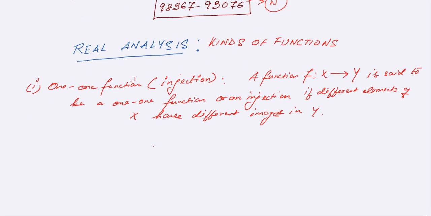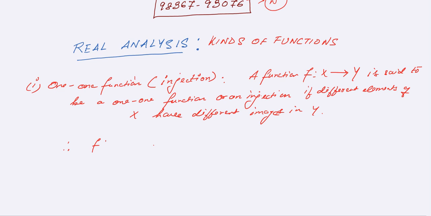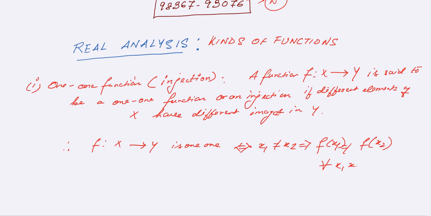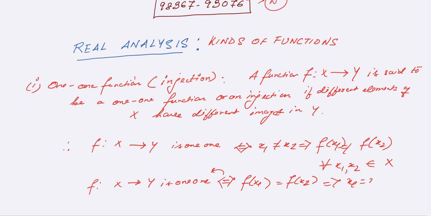Thus we have f: X to Y is one-one. This is equivalent to the statement x1 not equal to x2 implies f(x1) is not equal to f(x2) for all x1, x2 belonging to X, and this is equivalently stated as f: X to Y is one-one. Equivalently, f(x1) equal to f(x2) implies x1 is equal to x2 for all x1, x2 belonging to X.